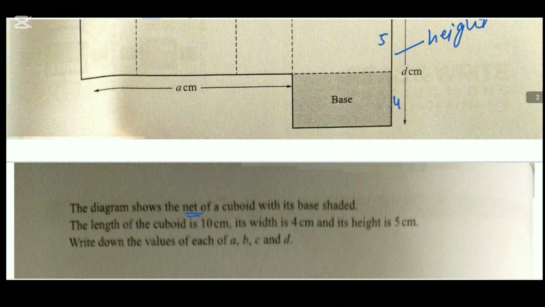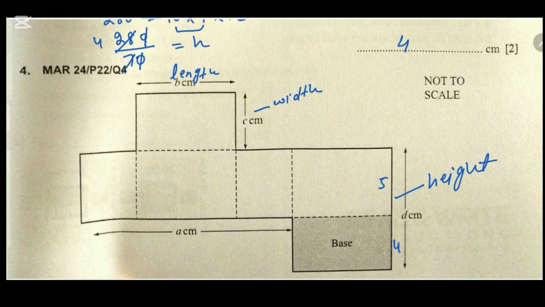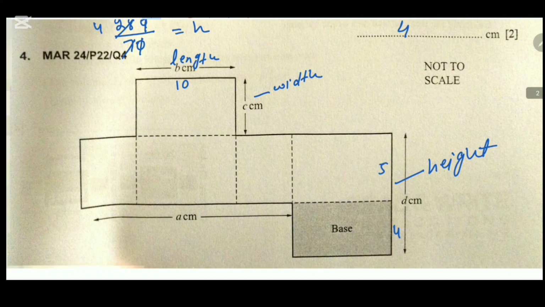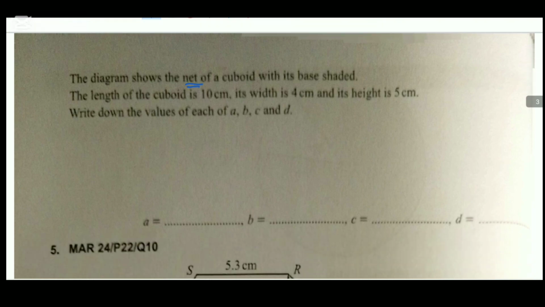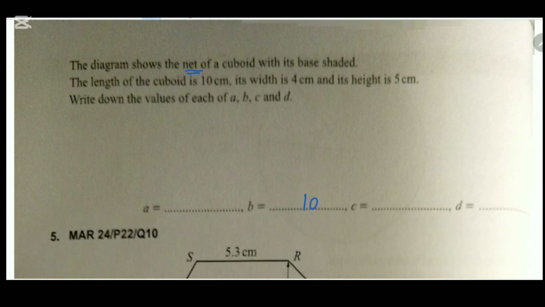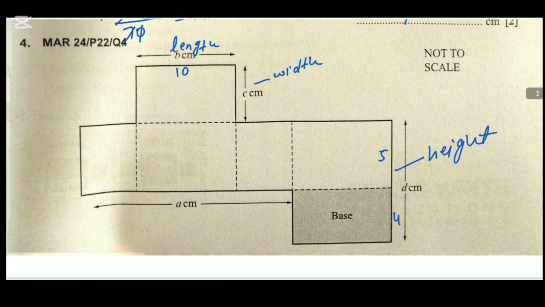Now after that what we have to do, write down the values of each. Okay, the length of the cuboid is 10. What is length? B is length, it means that is 10 centimeter. So now we have to find the values. B is 10, we found that B is 10. And what is C? C is the width, that is 4, because this is 4, so that is also width, that is 4 centimeter. So C will be 4.